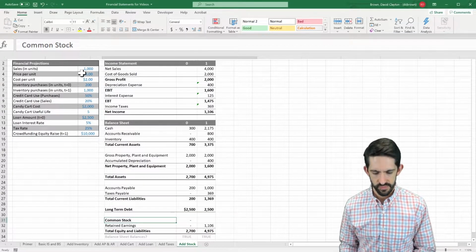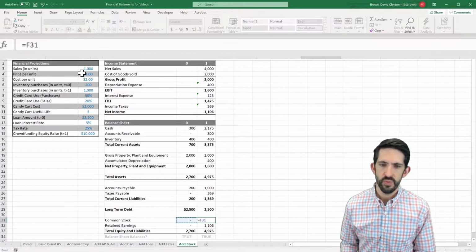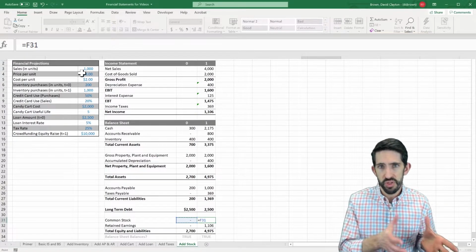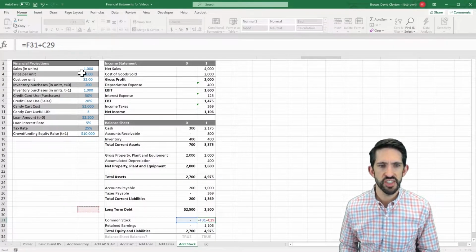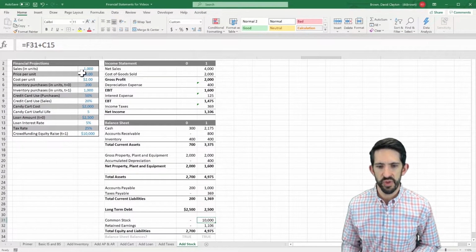And now the way we're going to link this one is simply reference our input with the previous account balance. So again, balance sheet, we're always going previous account balance plus any change. In this case, the change is that we're raising $10,000. So we have $10,000 of equity coming in.